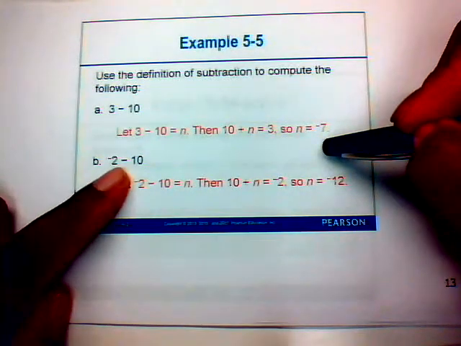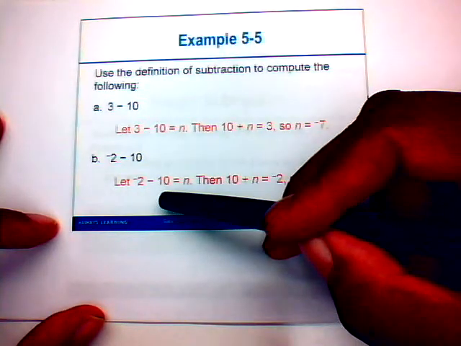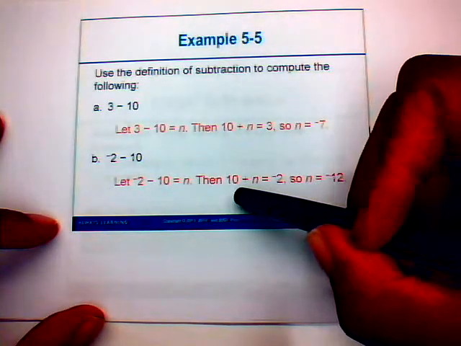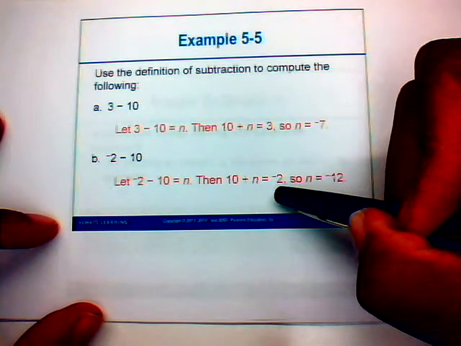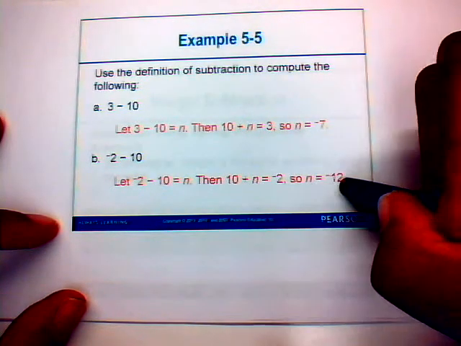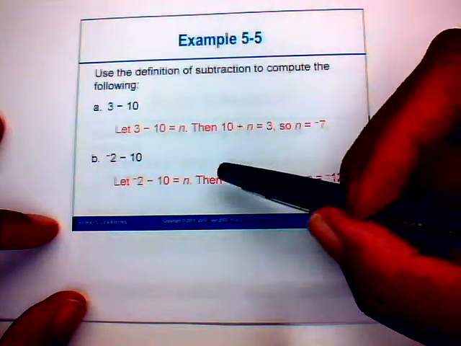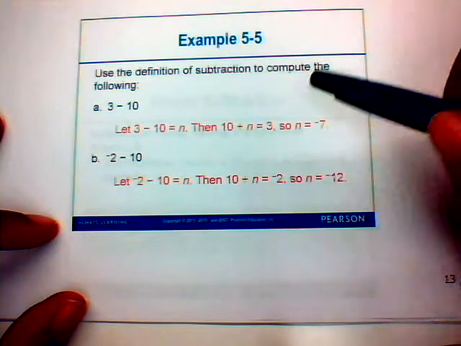Then part B, negative 2 minus 10. We'll let n be negative 2 minus 10, meaning some number plus 10 gives us negative 2, which means it'll have to be negative 12, because 10 plus negative 12 does give us negative 2.